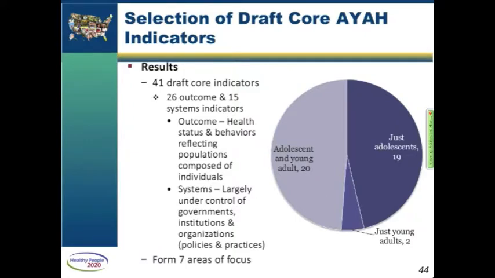So if we take a look at the pie graph, 19 apply just to adolescents, and remember that this is based on actual Healthy People 2020 objectives. 2 apply just to young adults, and 20 converge on being able to include both adolescents and young adults simultaneously. Together, these indicators form 7 areas of focus or domains. And again, the draft core indicators as a document, if you are not able to download them previously, will be emailed to you following the webinar. And once approved, the core indicators will be posted to the Healthy People 2020 website.